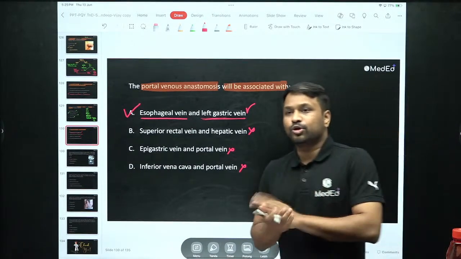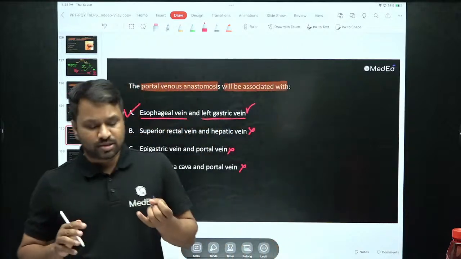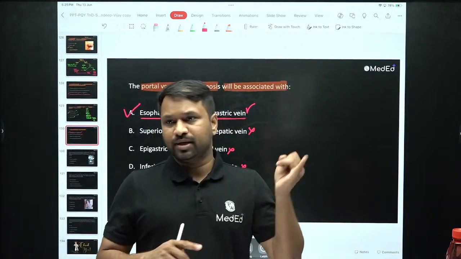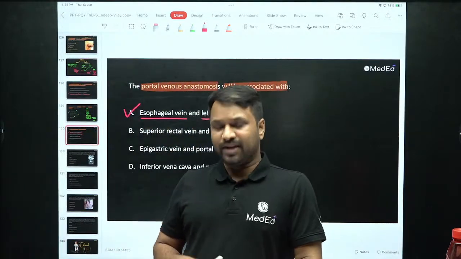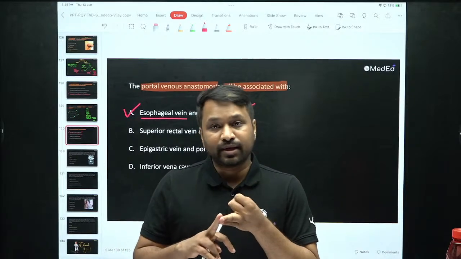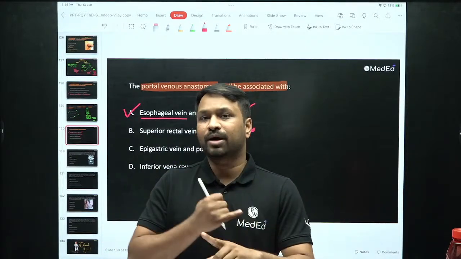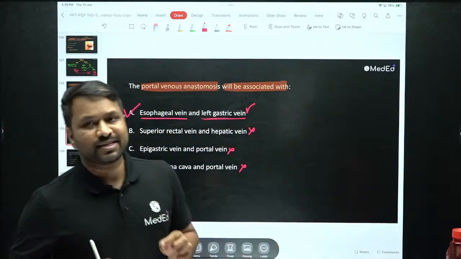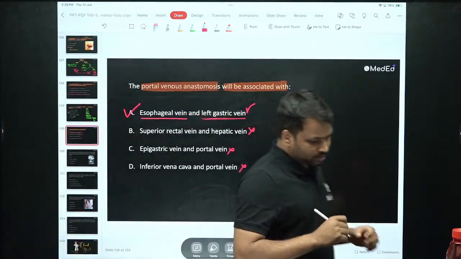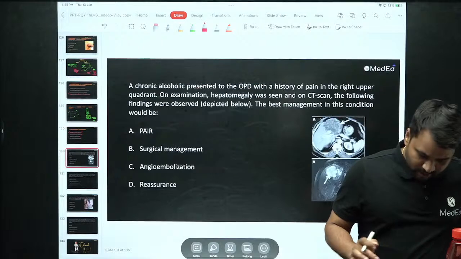Now, when you talk about the portosystemic collaterals, they can be seen at the azygos vein, that is at the junction of the esophageal and the left gastric vein. Then you can see the bare area of the liver, periumbilical veins, omental veins, retroperitoneal veins, lumbar veins, and the rectal veins. These are the 7 sites where you can see portosystemic collaterals. You need to remember them, right?